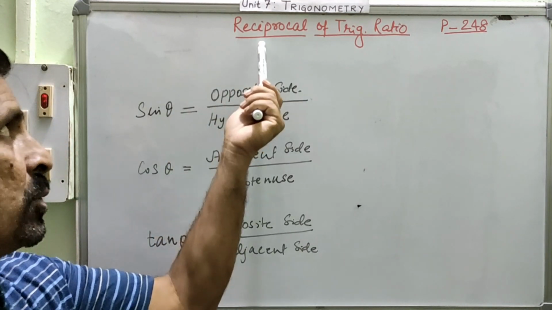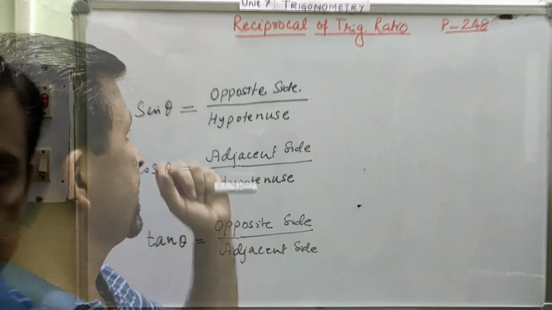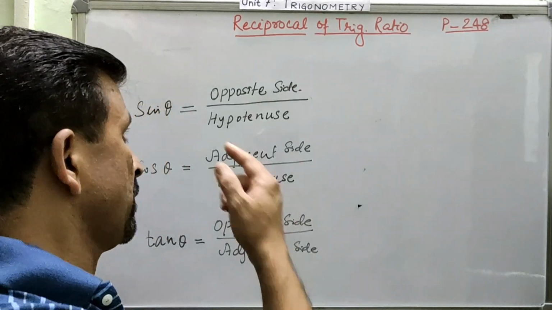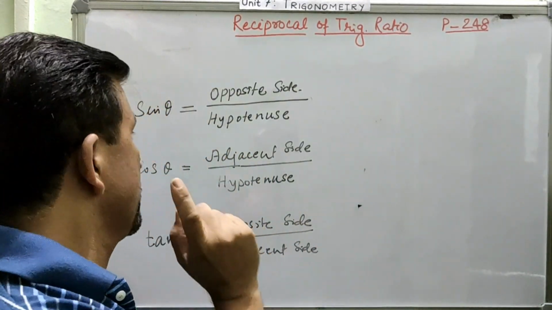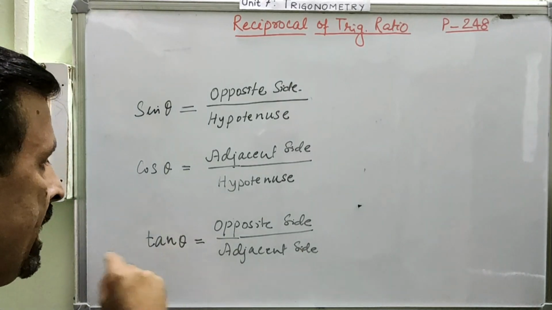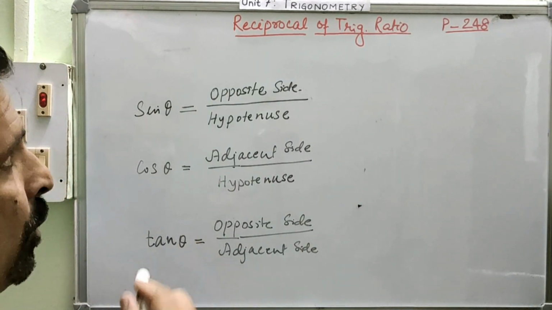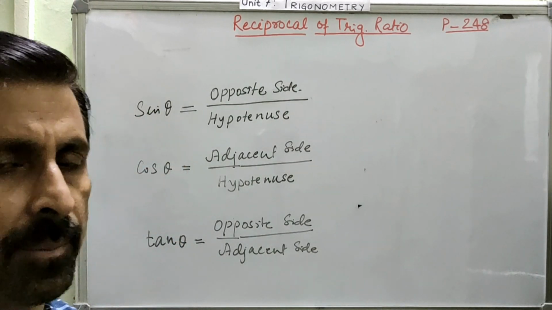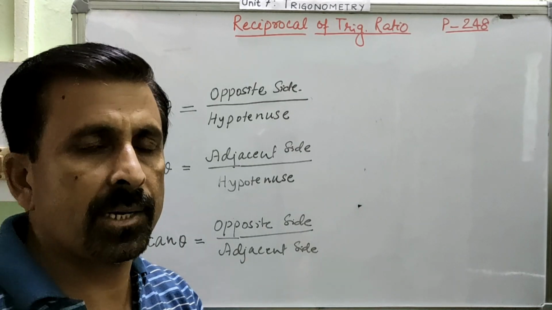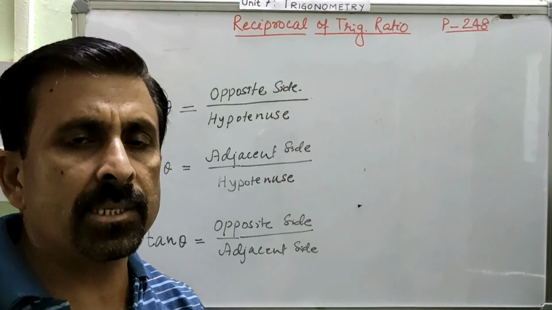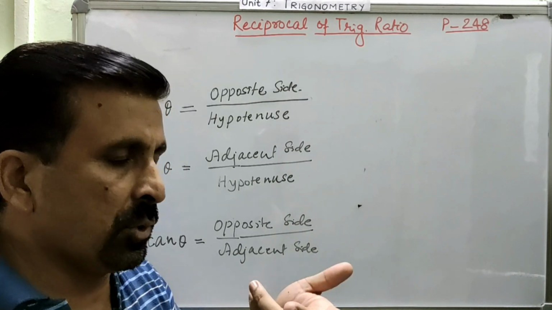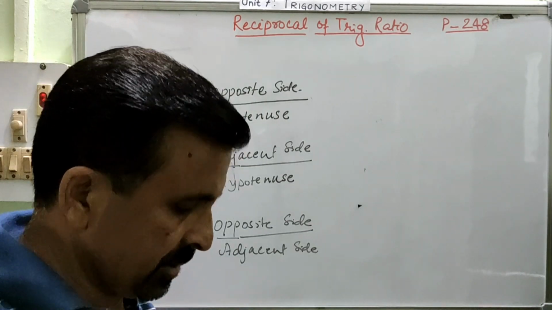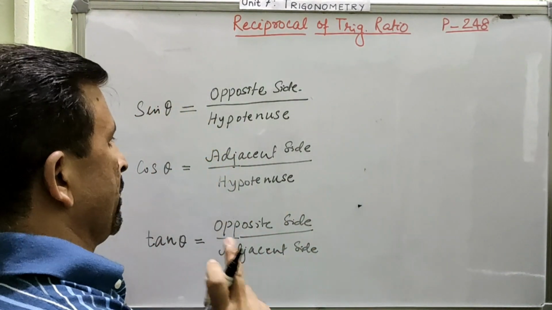Now we will try to know what is the reciprocal of trigonometrical ratio. Each of these trigonometrical ratios has a reciprocal. Sin theta will have a reciprocal, cos theta will have a reciprocal, and tan theta also will have a reciprocal. So now we are going to learn about the reciprocal of each of these. You know reciprocal means what? Upside down, right? Multiplicative inverse. You turn the fraction upside down, you will get the reciprocal. So each of these will have one reciprocal.